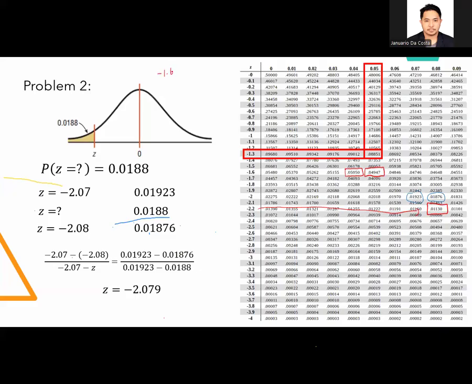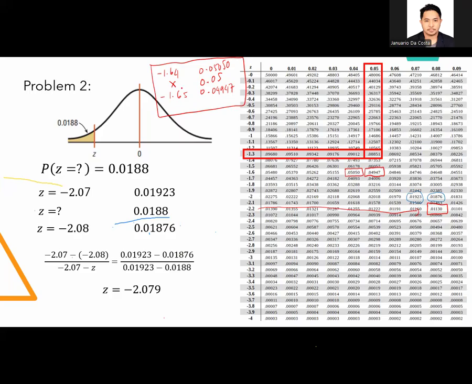Negative 1.64 corresponds to 0.05050, and negative 1.65 corresponds to 0.04947. We want 0.05, which is between them, and we don't know this z value over here. Usually we use interpolation.